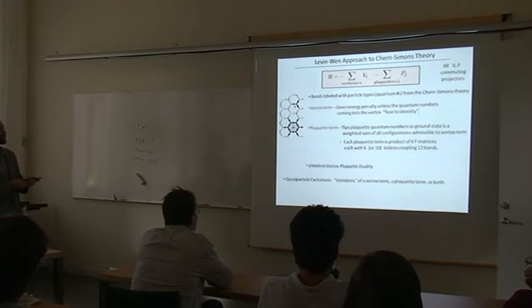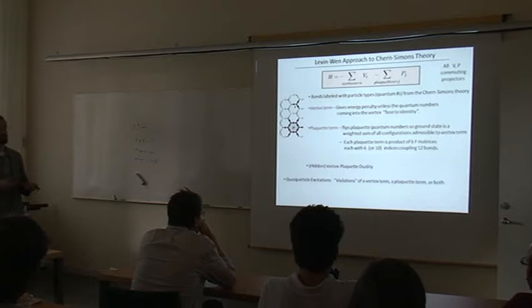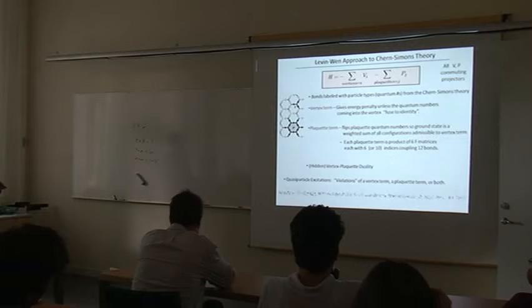So this picture gives you the ground state of the model. The quasi-particle excitations are violations of one of these two terms of the Hamiltonian. For example, if the quantum numbers coming into a vertex do not fuse to the identity but fuse to something else, that costs you energy, and that must be some quasi-particle excitation. Similarly, the plaquette term can be violated, meaning not in its lowest eigenstate.